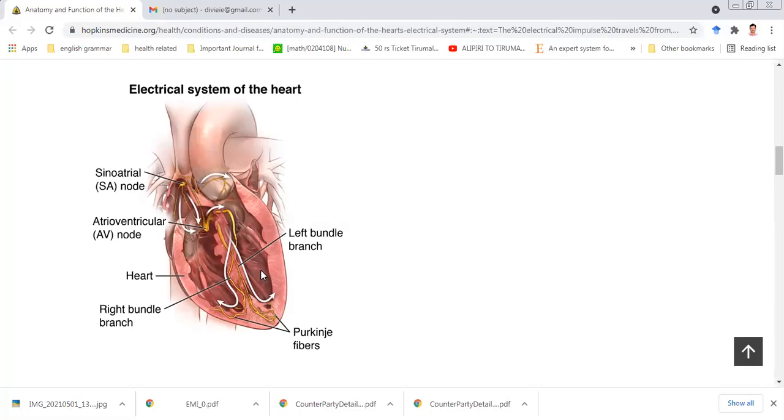contract, and due to that contraction, it will open the valves, the aortic valve and semilunar valve. At the downside of these ventricles, we have two valves. On the right side, we have the semilunar valve, and on the left side we have the aortic valve. These two valves will open, and from there the blood will be pumped to the remaining parts of the body from the left ventricle, and from the right ventricle, the blood will be pumped to the lungs.